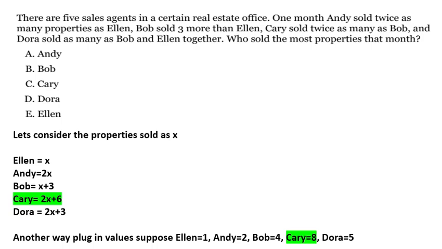Dora sold as many as Bob and Ellen together. Bob has sold four, Ellen has sold one, so Dora should have sold 4 plus 1, which is 5. Considering all these values, 8 is the largest, so you obviously go with Carrie. Both these methods work, so whichever you are comfortable with, you can choose. And that's it. Your answer is C, Carrie.